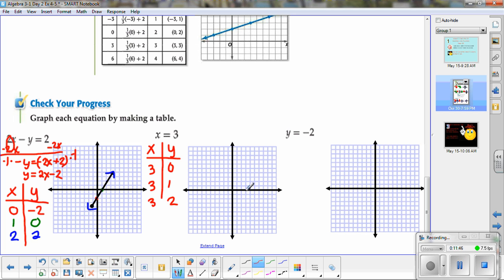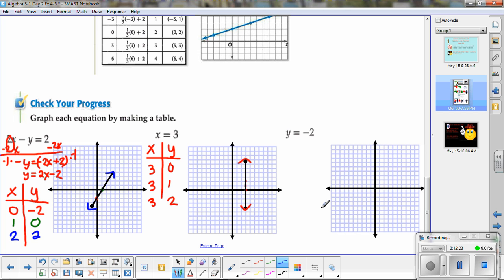I'm going to go right over here to the x-axis. I'm going to go to 3, 0, 3, 1, 3, 2. You'll notice you are making a vertical line that goes through the x-axis at 3. Put the arrows on both ends. So an equation that looks like this with only an x equals 3, it's going to be a vertical line going through the x-axis at 3.